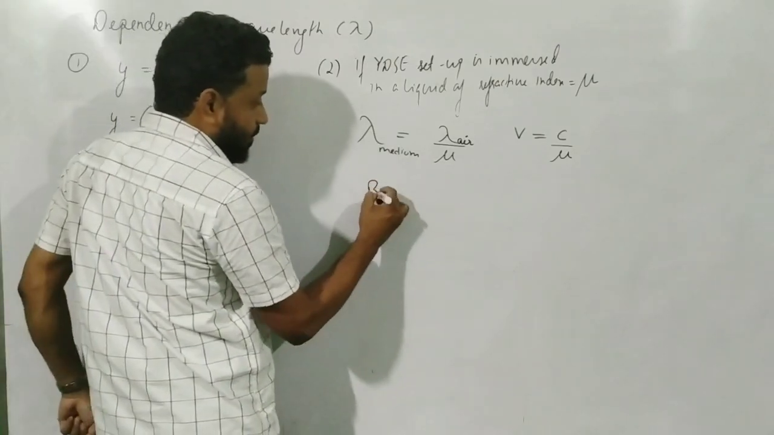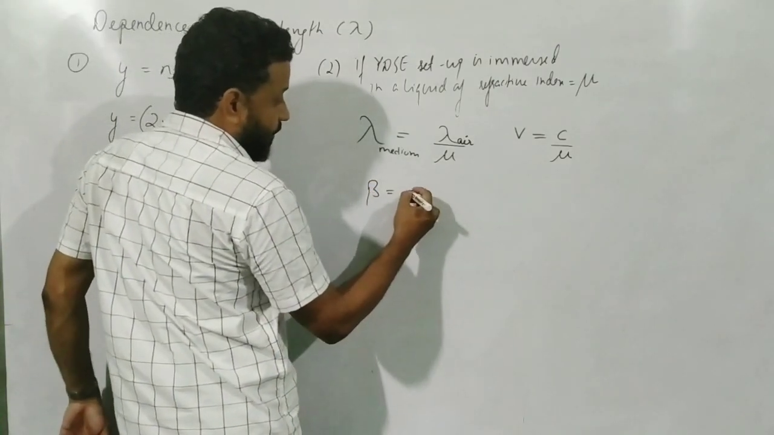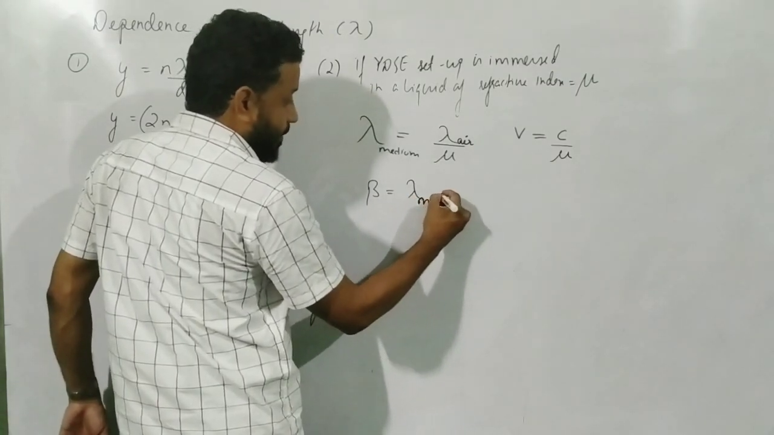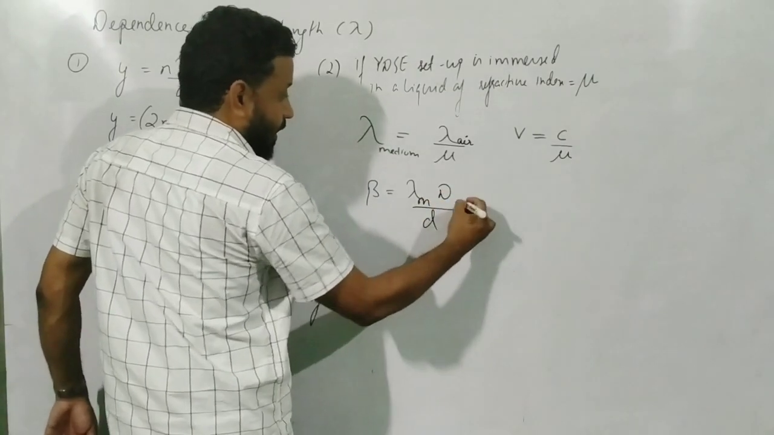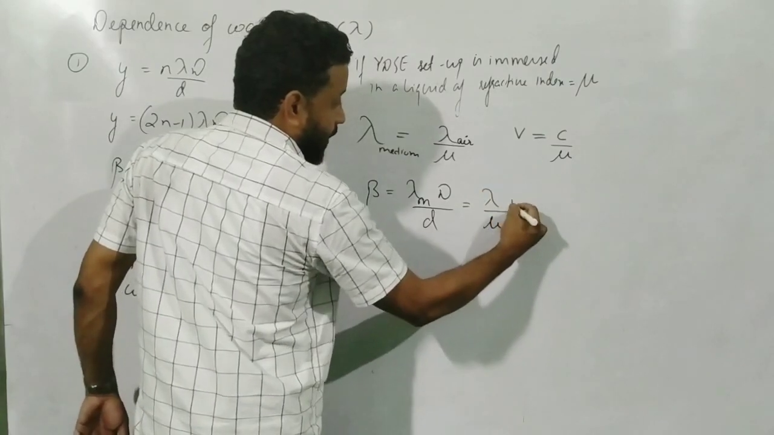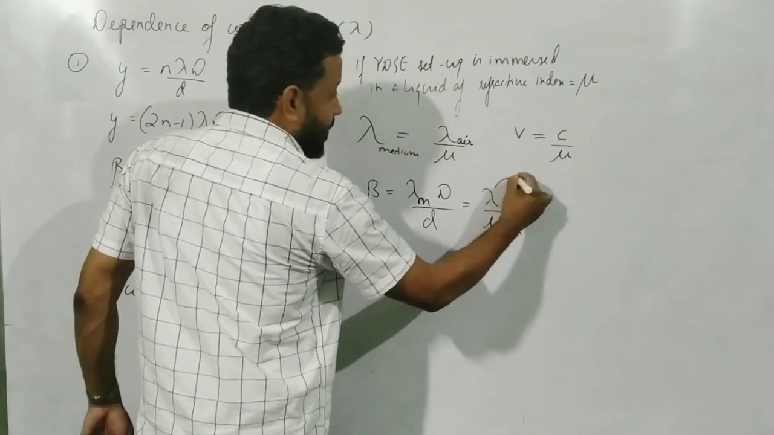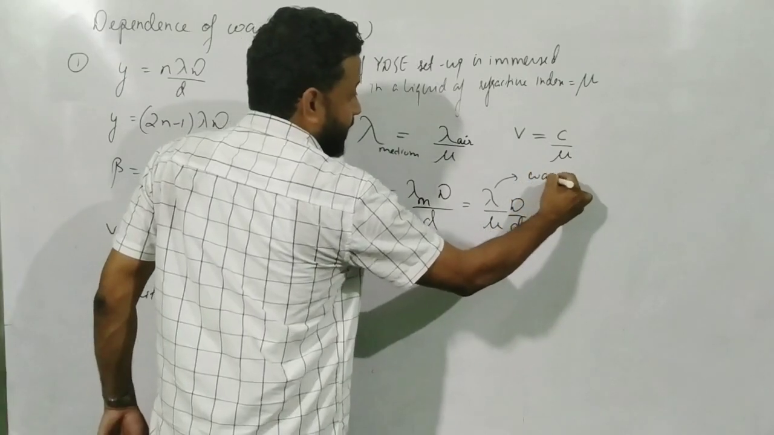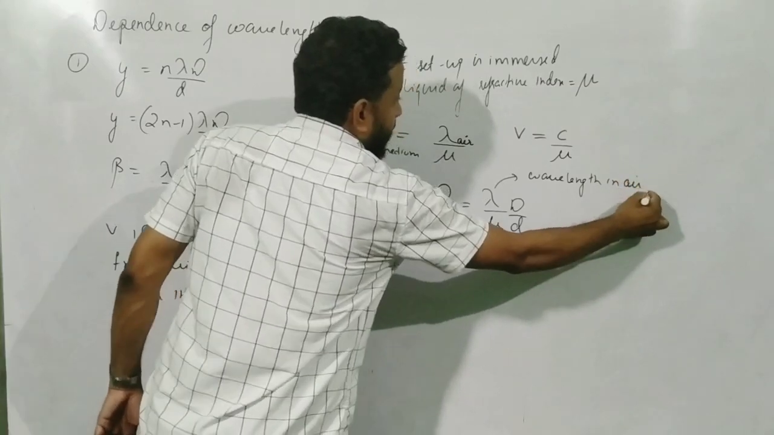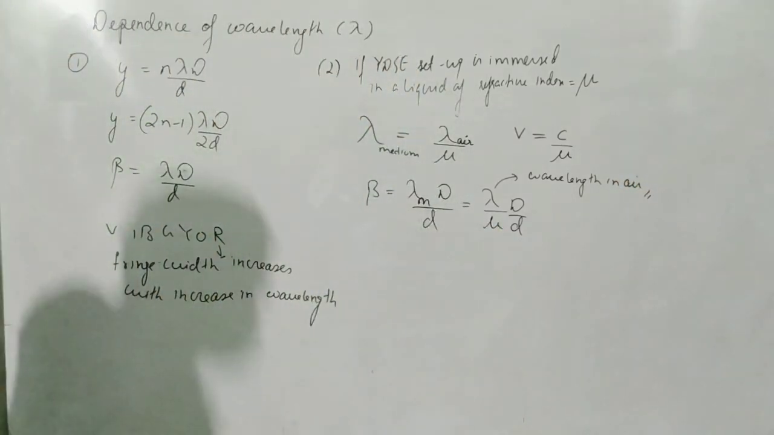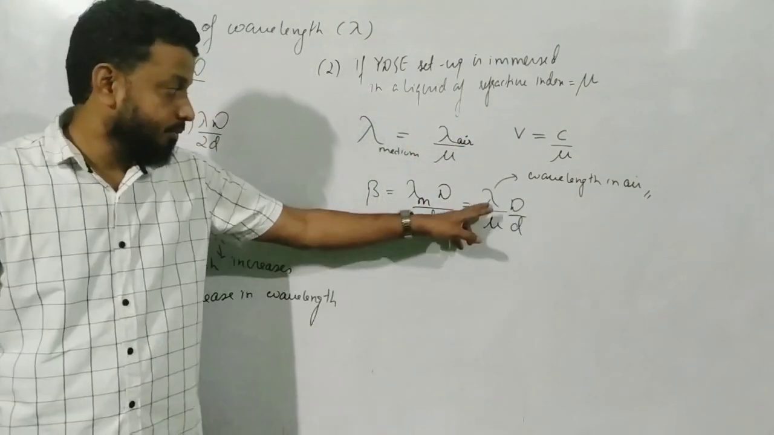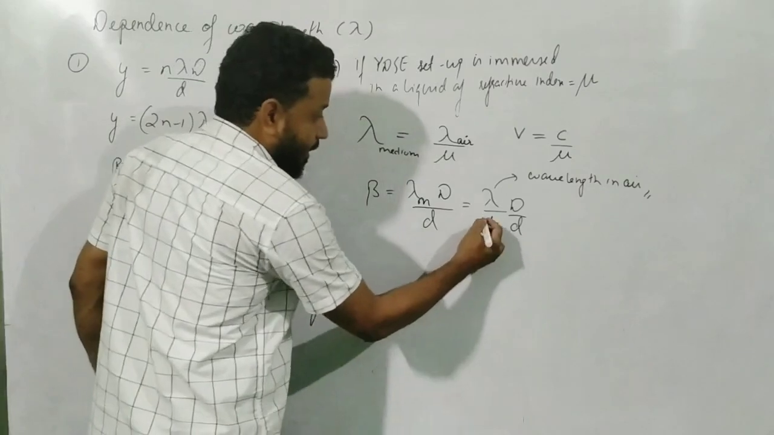So how does the fringe width formula change? Let us focus on the fringe width formula. Lambda in a medium multiplied by capital D by small d, so I can write lambda of air divided by mu, into D by small d, where this lambda is the wavelength in air. The point to be noted here is that the fringe width decreases by 1 by mu times. So you can see a mu factor comes in.